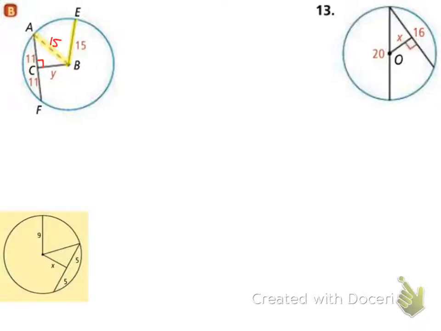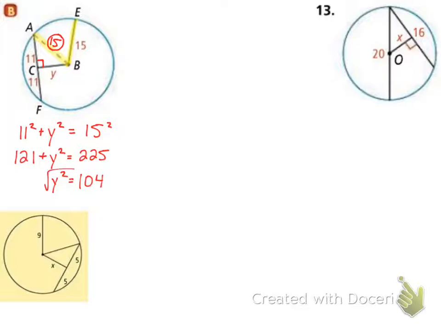And so what I can do is, again, Pythagorean theorem. I can say 11 squared plus y squared is equal to my hypotenuse, which is 15 squared. Again, there's my hypotenuse across from the right angle. I get 121 plus y squared is equal to 225. So I get y squared is equal to 104. Take the square root of both sides. Square root of 104 gives me y is equal to 10 point, so it's going to round up to 10.2.